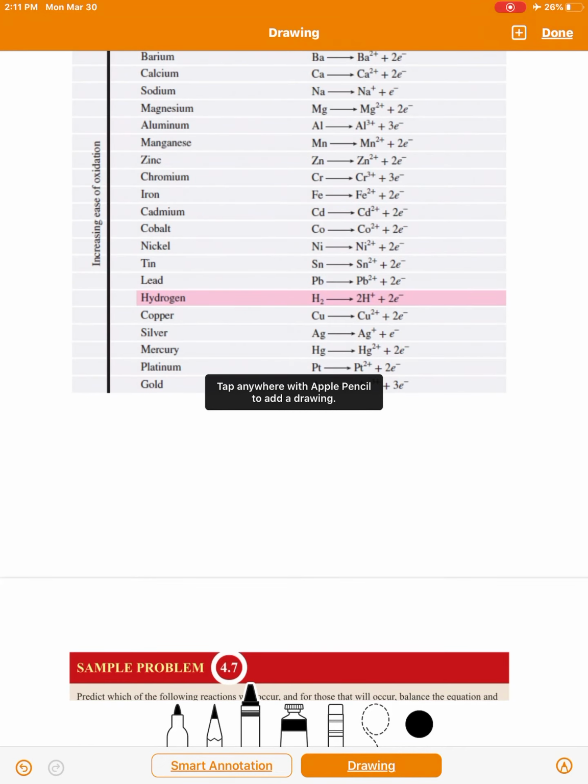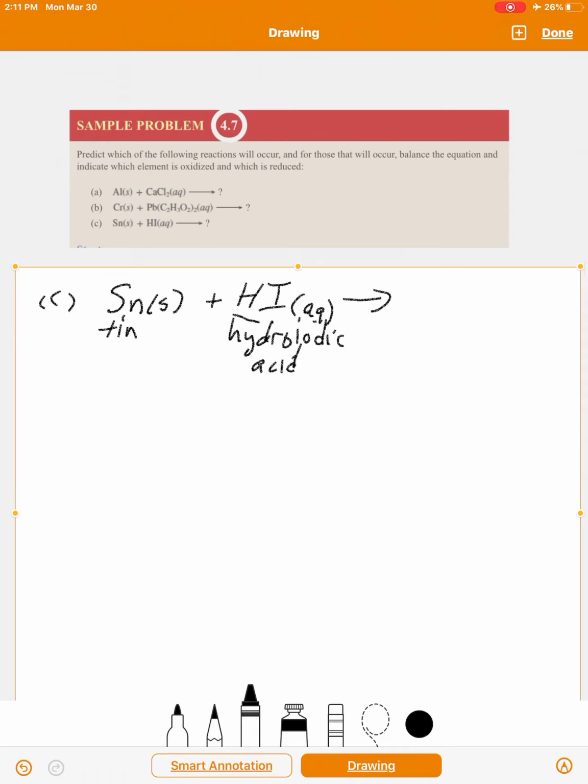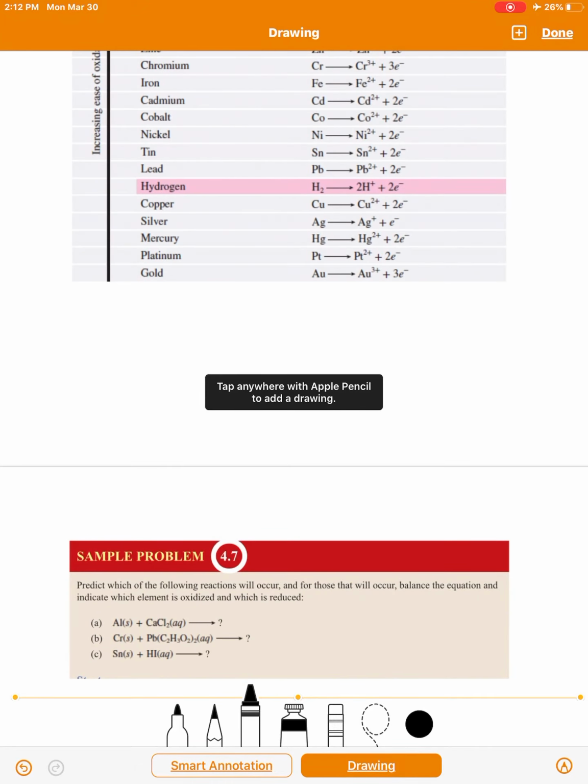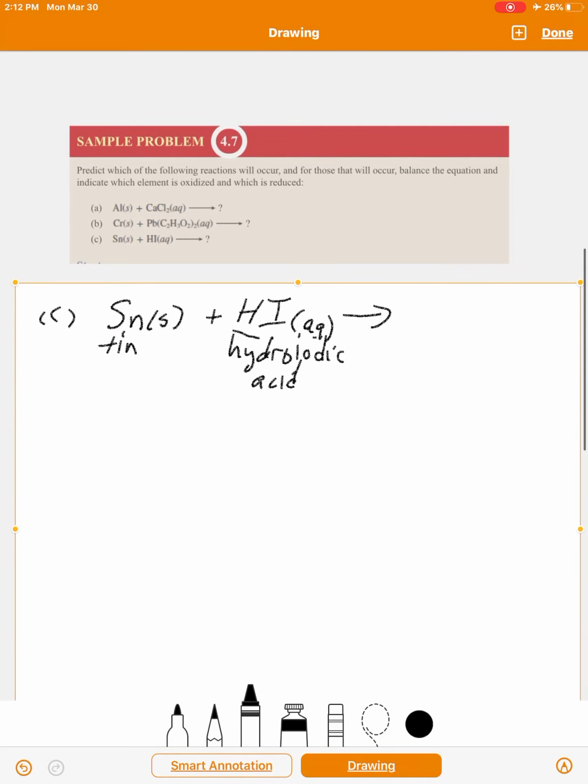So tin is where? A little bit above hydrogen. So if the tin is neutral, if it starts off as Sn on the reactant side, then there will be a reaction. And it does. This one's neutral, so it's going to be a reaction. Okay? So then you have to say, well, what's tin going to turn into? Tin turns into plus 2. It's right there on the chart. And then hydrogen, H plus, is going to turn into H2. Okay? So tin plus 2. And then it's going to turn into H2.